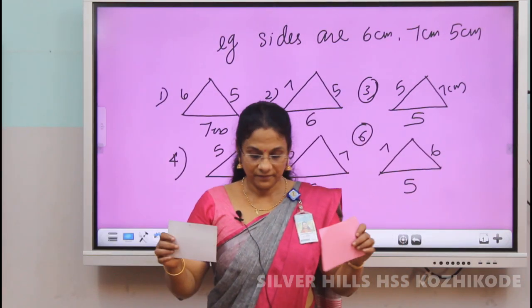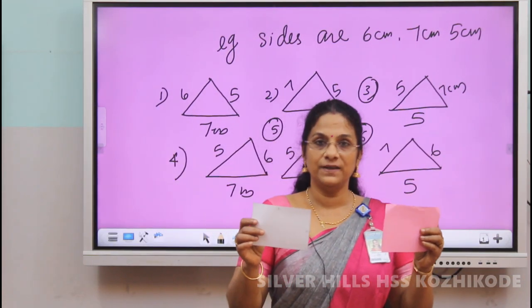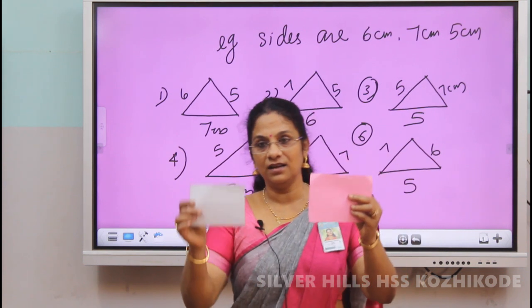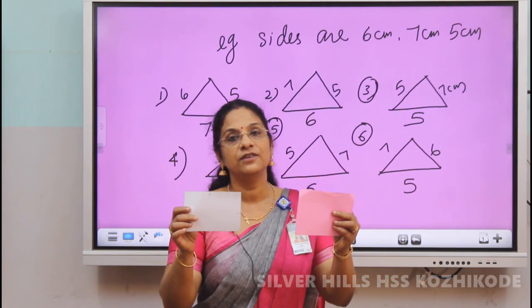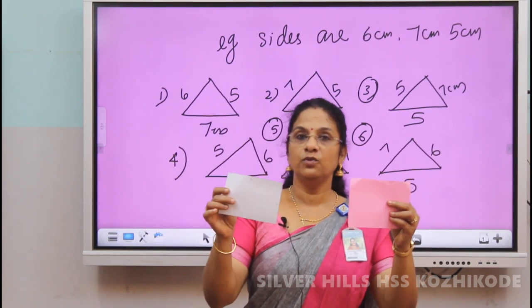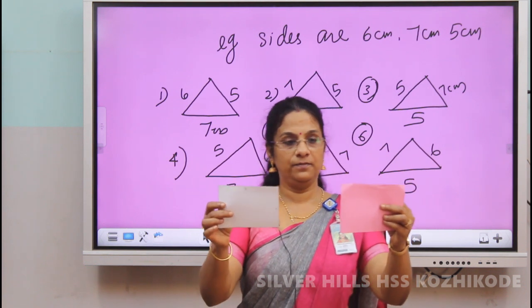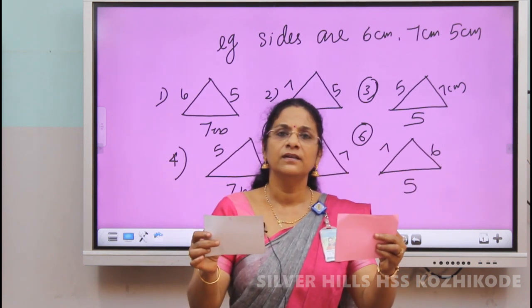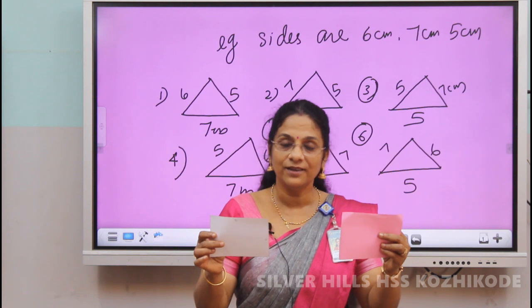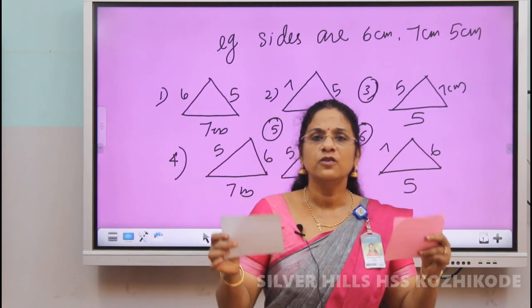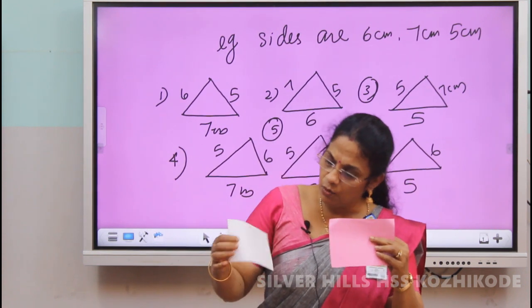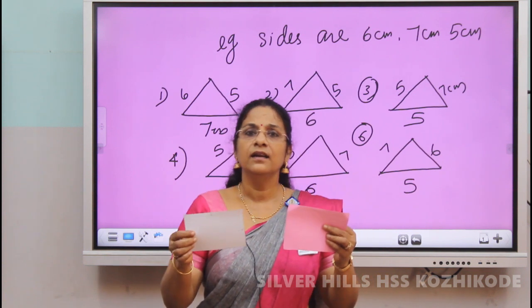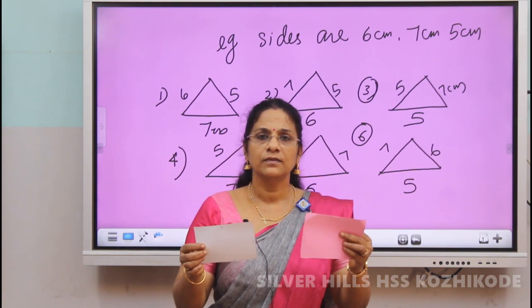Okay children, I have two papers with me. One is rose color, another one is a white one. See the shape. You know what the shape of this paper is. It is a rectangle. Then my question is, are both the rectangle papers equal or not? Is it equal?